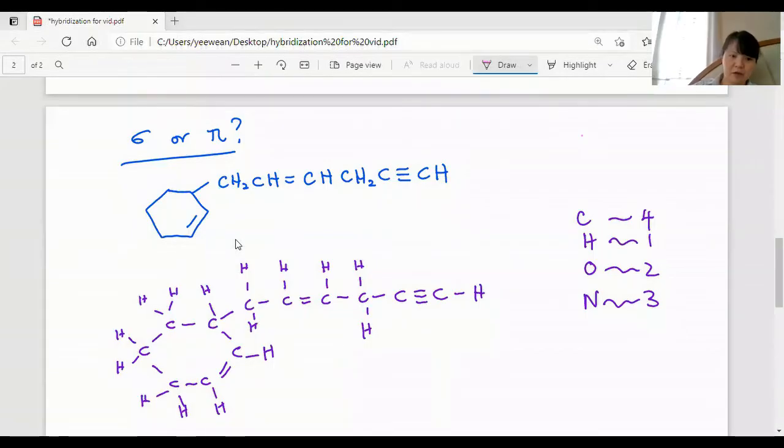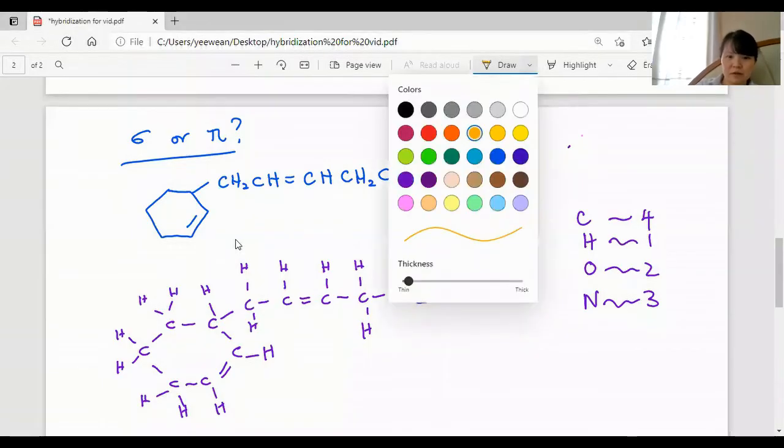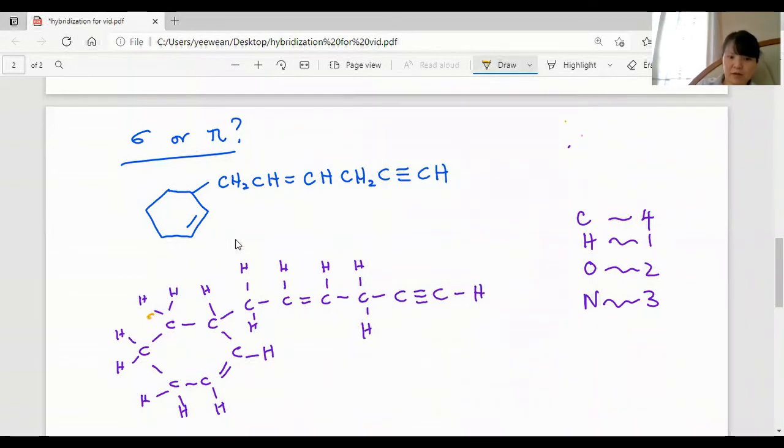For example, I should know that this carbon here should have another 2 hydrogens because it should be 1, 2, 3, 4. So 4 bonds. And this carbon, for example, 1, 2, 3, 4. So all the single bonds here would be sigma bonds. All of the single bonds are sigma, but let's look at the double bond.